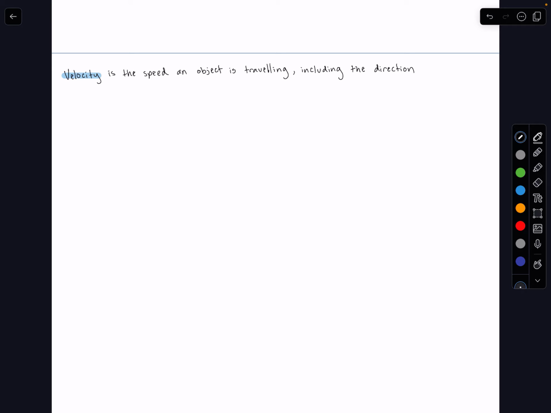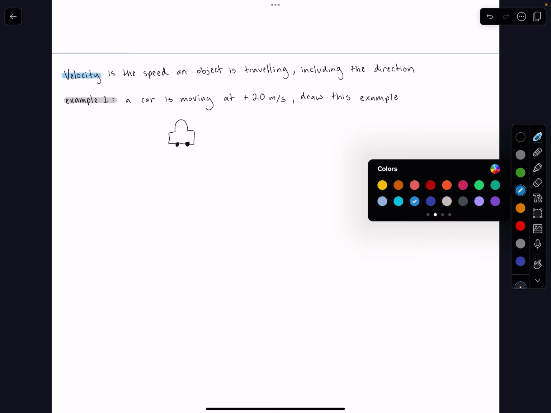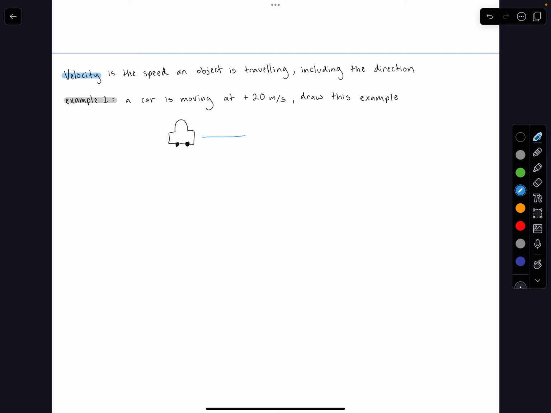So let's go through an example to get a better understanding of this. So let's reveal example 1. So example 1, let's say we have a car, and the car is moving at 20 meters per second in the positive direction. So let's draw this example. So we have a car here. And the car is moving at positive 20 meters per second. So every second, the car is traveling 20 meters.